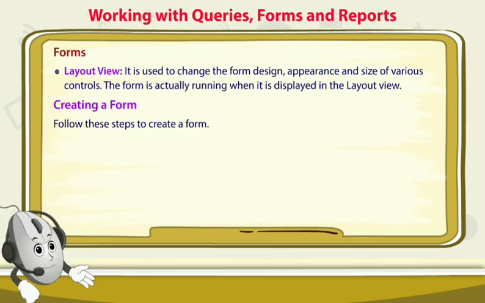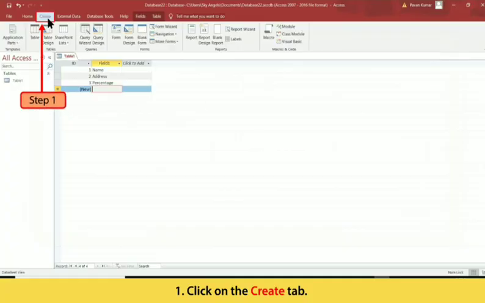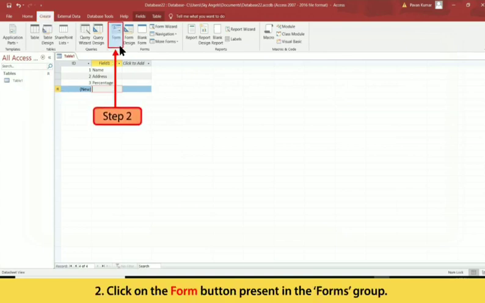Step number 1, click on the Create tab. Everything you want to create in PowerPoint, you have to go to the Create tab. Now step number 2, click on the Insert Form button. It is present on the Form group.